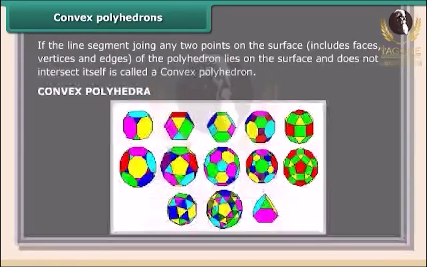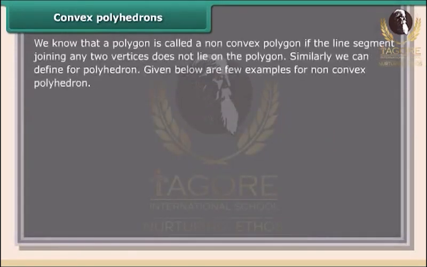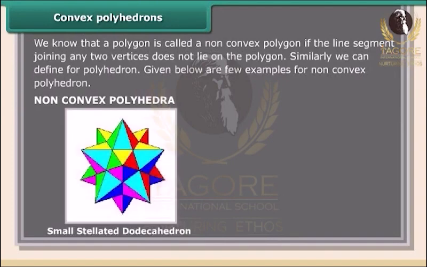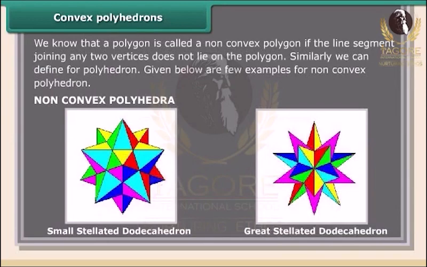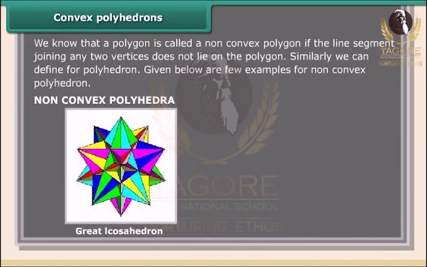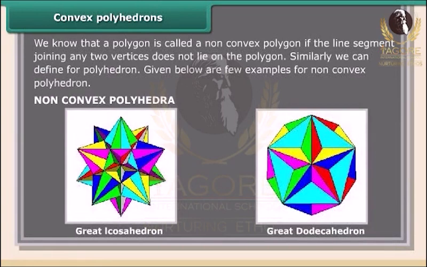Convex polyhedra: we know that a polygon is called a non-convex polygon if the line segment joining any 2 vertices does not lie on the polygon. Similarly, we can define non-convex polyhedron. Given below are few examples for non-convex polyhedron. Non-convex polyhedra: small stellated dodecahedron, great stellated dodecahedron, great icosahedron, great dodecahedron.